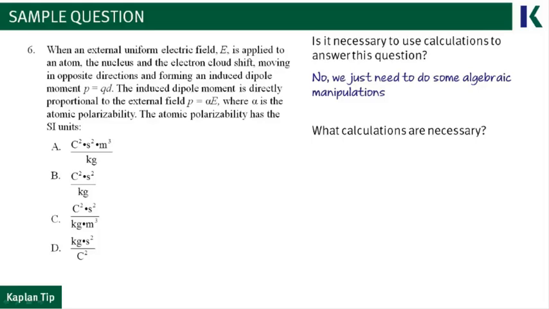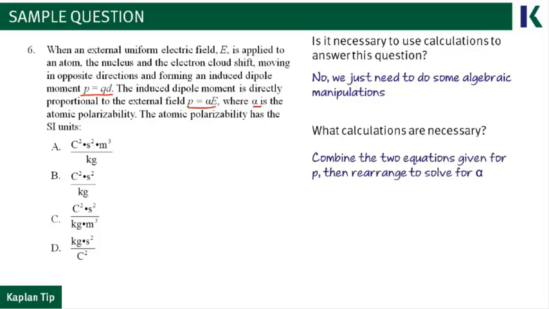So looking through our question, we see the two formulas that were given, P equals QD and P equals alpha capital E. What we end up having to solve for is alpha, but just its actual units. So I see that alpha is in one of my equations and not the other, but luckily for us, both of these equations are equal to P. So in this case, we can combine the two equations and then rearrange to solve for alpha. And this is what we've done in the math on the screen here: the QD that the first P equals is equal to the alpha E that the second P equals. And then we can rearrange to solve for alpha.